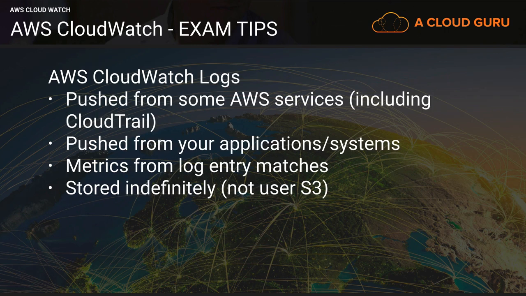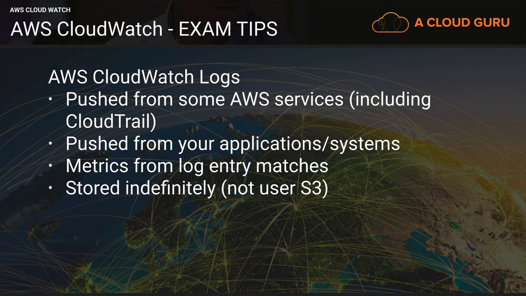So moving on to CloudWatch logs, these are pushed from some AWS services, including CloudTrail. It could also be from your own custom applications and systems. You could have your own API and be pushing out logs to it. It could be completely external to AWS. You could be pushing out logs from agents installed on your on-premise servers, and you can actually search for strings inside the log entries, and so you could look for certain error conditions.